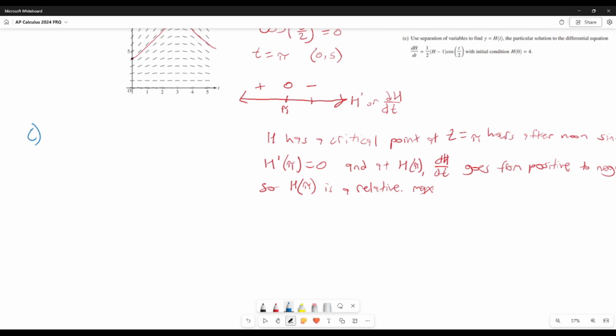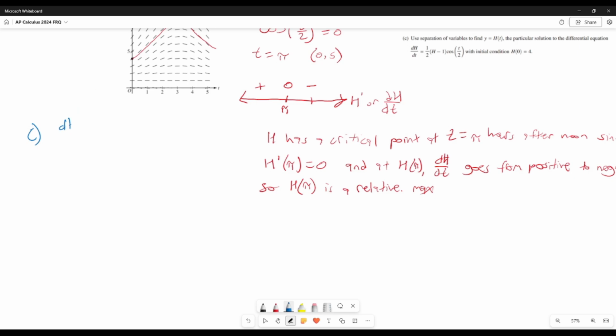On to part C, we are told to use separation of variables to find y equals h of t, the particular solution to the differential equation dh dt equals 1/2 of h minus 1 times the cosine of t over 2, with the initial condition h of 0 equals 4. This is going to be a fairly simple question. Like it says, we separate our variables and simply integrate both sides.